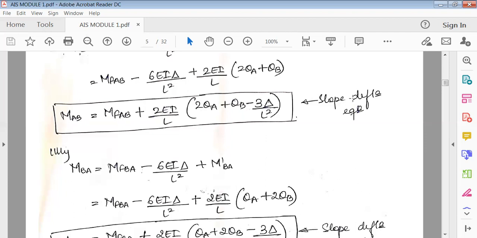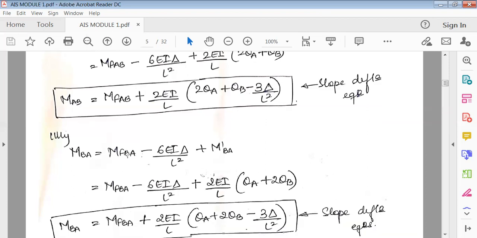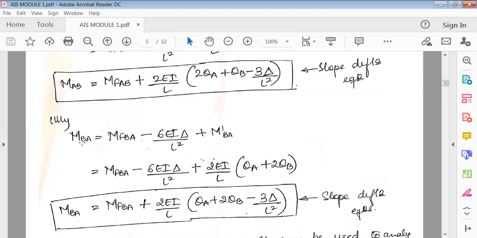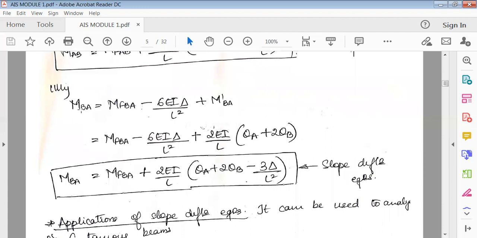Now these are important. In the slope deflection method, we will be using the slope deflection equations only to further solve the problem. Similarly, this is for AB, which starts at A and ends at B. If you are finding MBA, note that MAB is not the same as MBA, because MBA means the start point is B and the end is A, the moment at B and A.